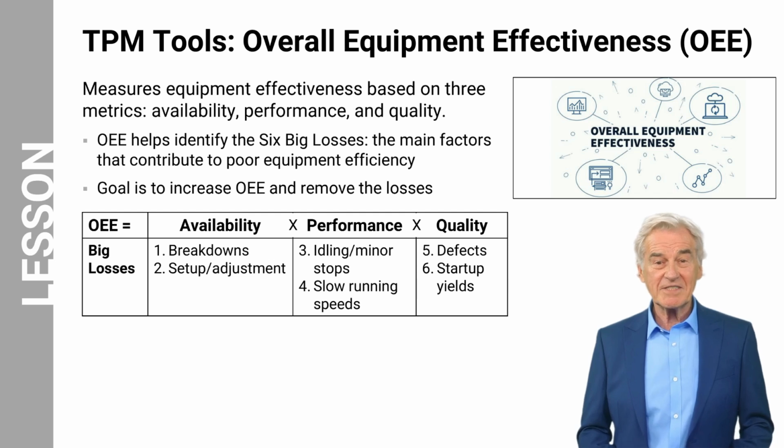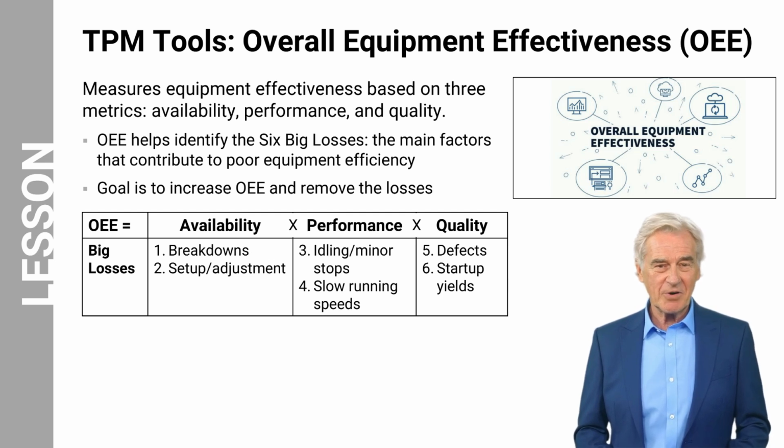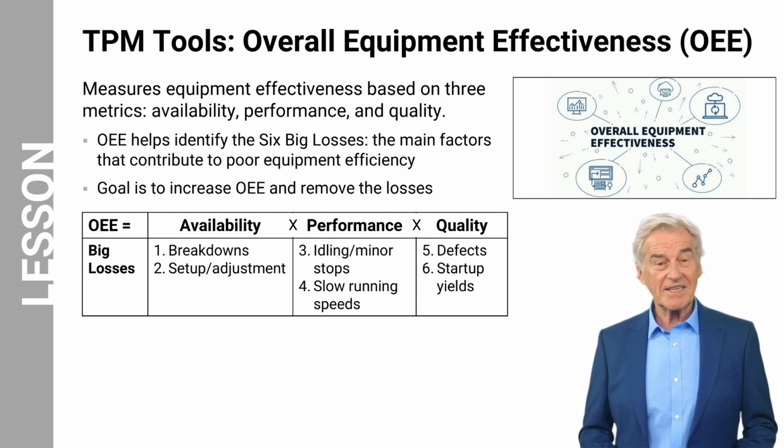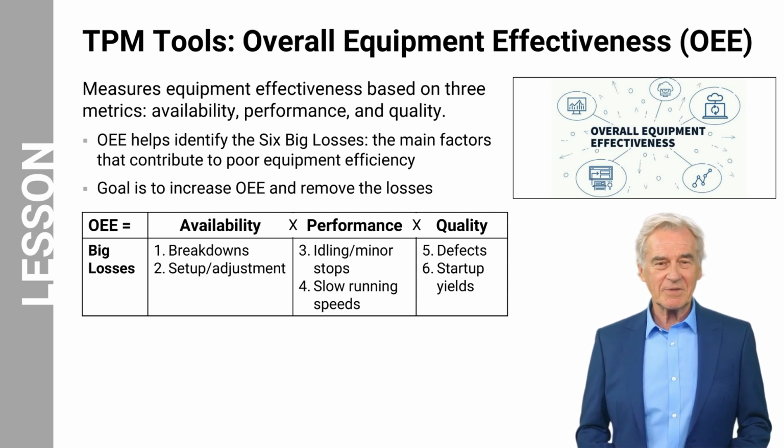Next, we will discuss 2 tools that can be used to implement a TPM system. The first is Overall Equipment Effectiveness, abbreviated as OEE. This tool measures the effectiveness of equipment and is a means of identifying and controlling the 6 big losses associated with equipment inefficiency. The 6 big losses, which are the main contributors to lost efficiency, include breakdowns, setup and adjustment delays, idling and minor stops, slow running speeds, quality defects and rework, and reduced startup yield.